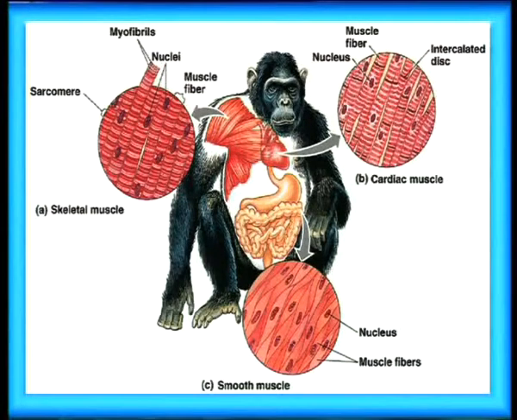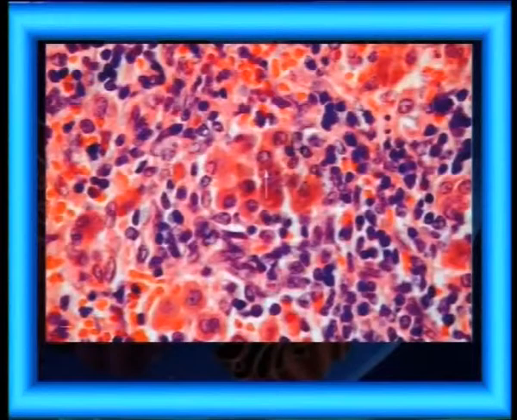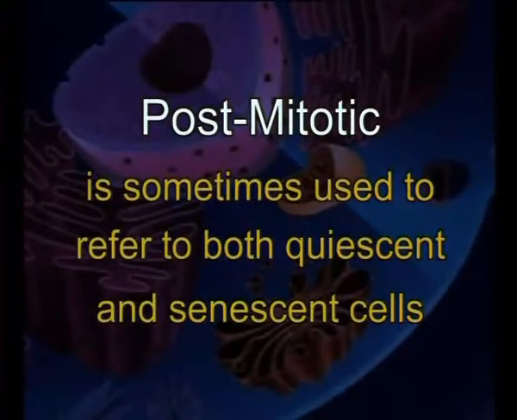Most of the cells in multicellular organisms, including humans, are currently in this phase. For example, muscle and nerve cells are permanently in a state of G0 phase. Liver cells also remain in this phase unless they are stimulated to grow after an injury. The term post-mitotic is sometimes used to refer to both quiescent and senescent cells.